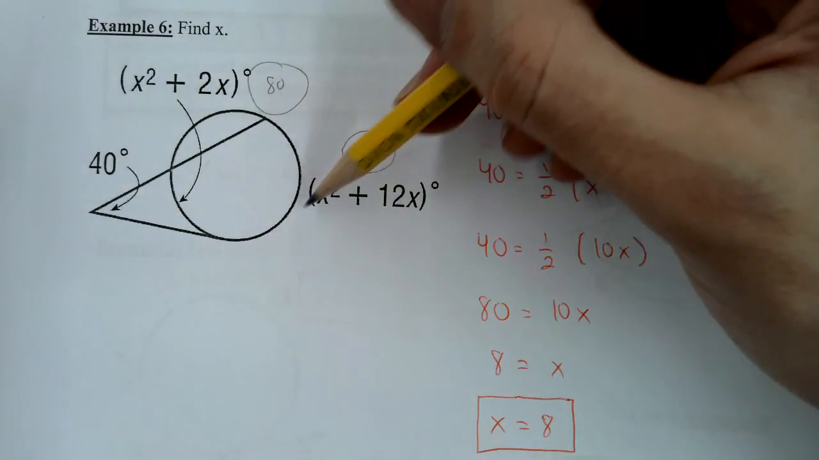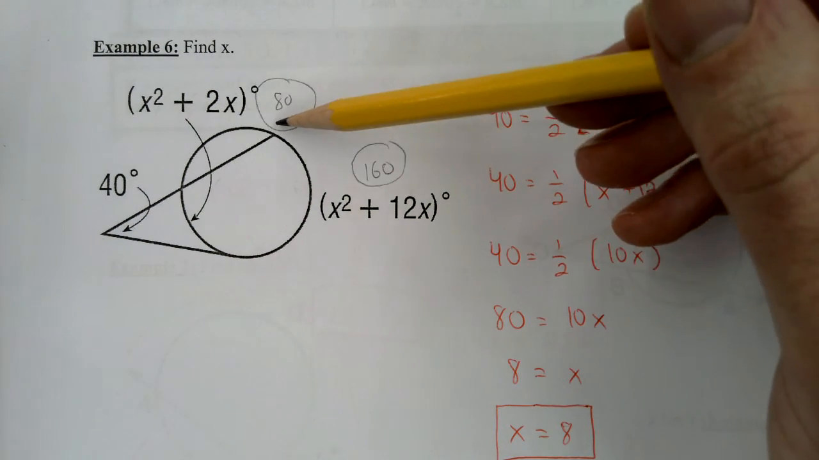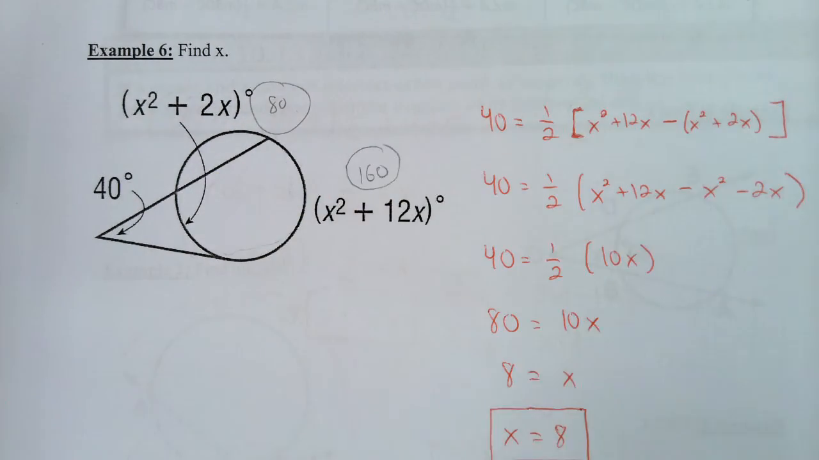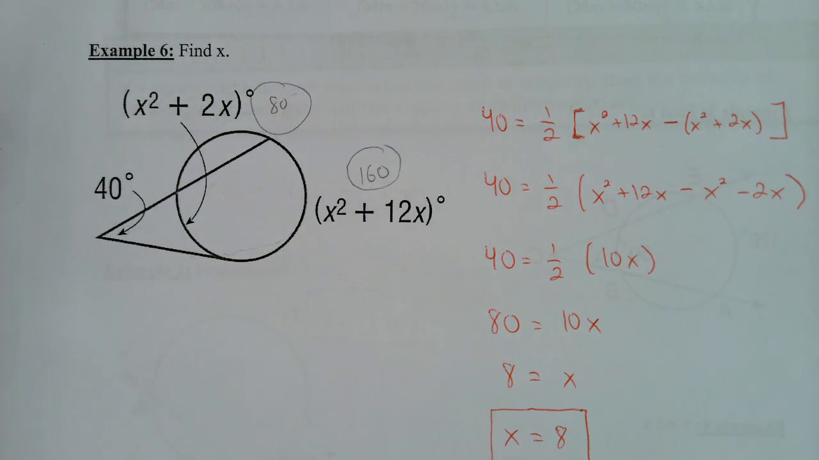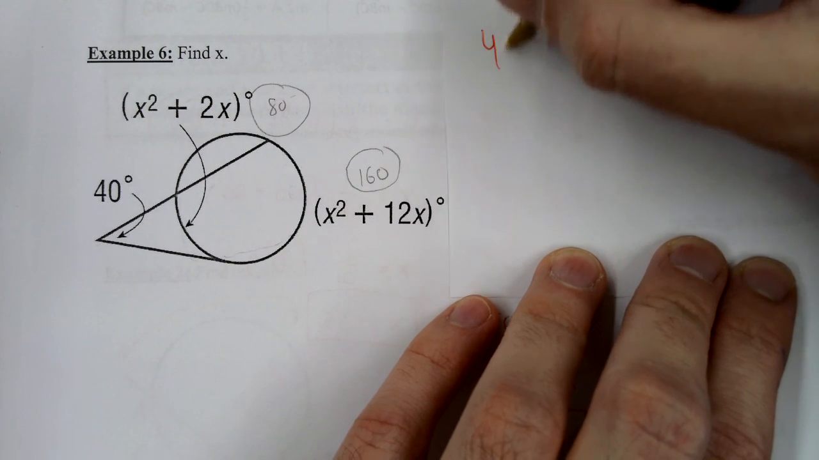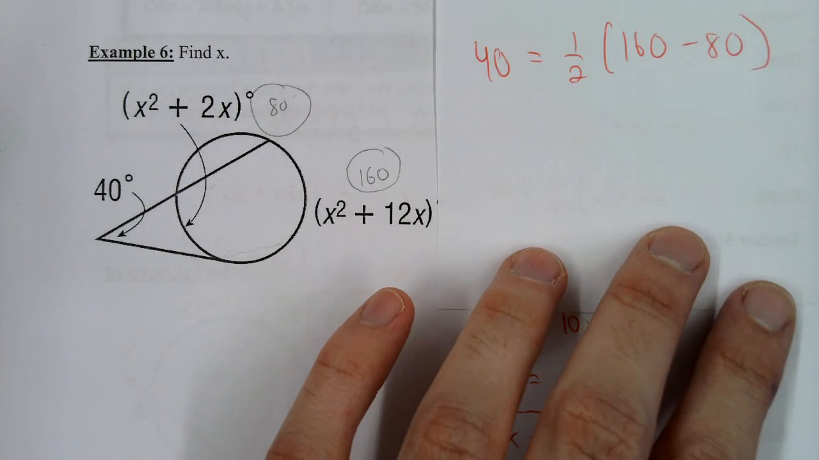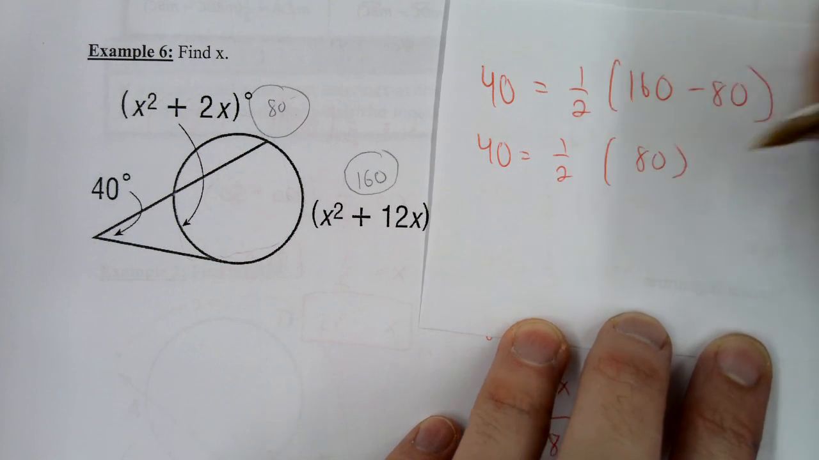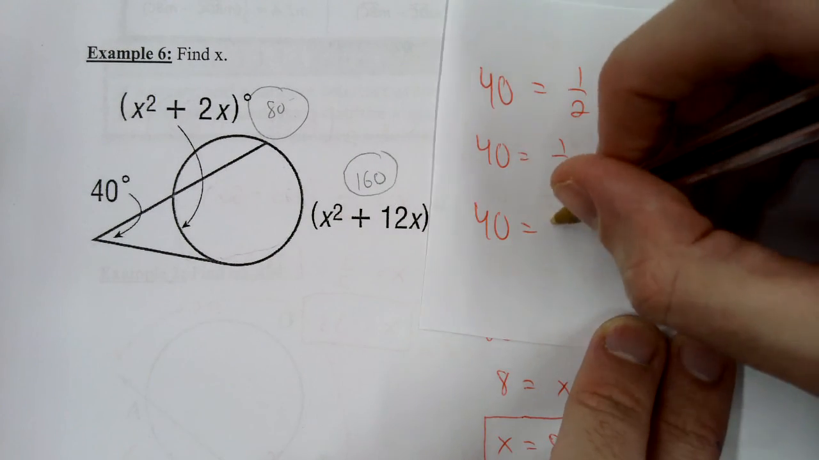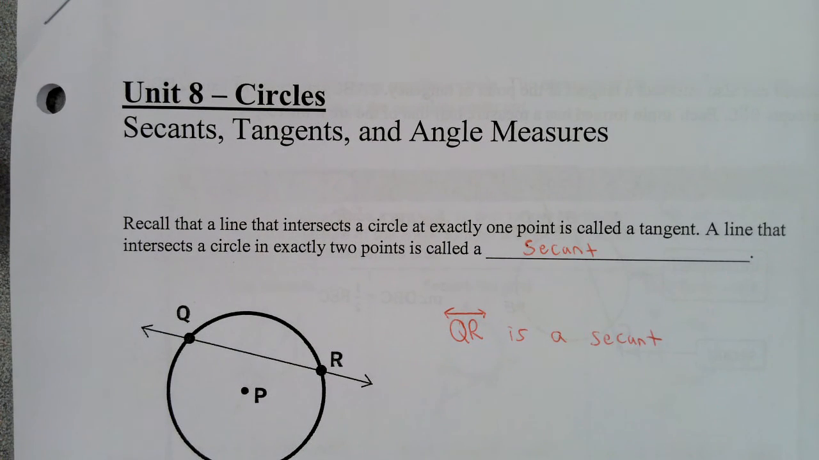Now keep in mind that these do not have to add to 360 because we're not talking about all the arcs. We're just talking about 2 of the arcs, this one and this one. So they don't have to add to 360. So be careful for that. And so the question is, does 40 equal 1/2 of 160 minus 80? Is that true? So 40 equals 1/2 of 80. 40 equals 40. Yes, it is true. So I know I did it right by doing that. Okay. And that is the end of that lesson. Secants, tangents, and angle measures.